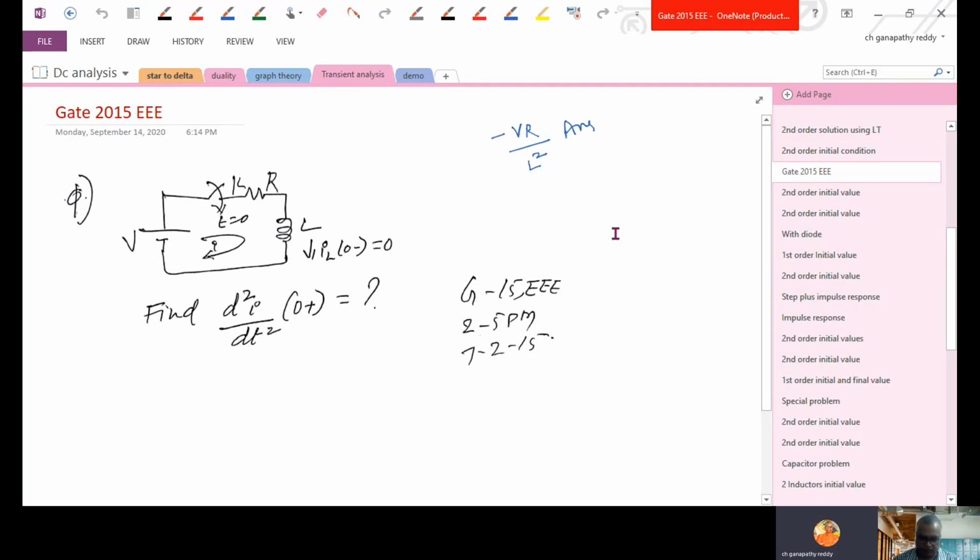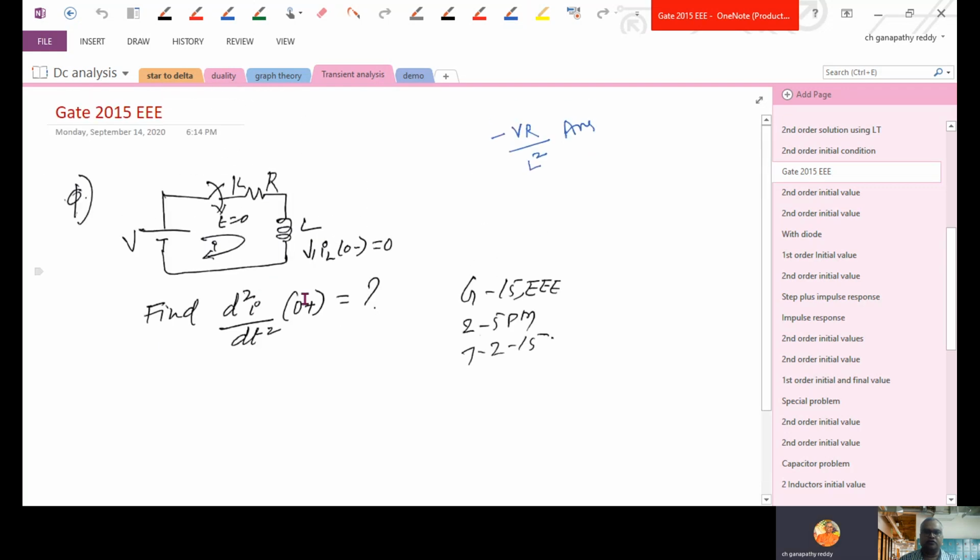How to solve this problem? Let us see. This is asked in 2015. So switch K is closed at t equal to 0. Series RL circuit. Find d square I by dt square at 0 plus.